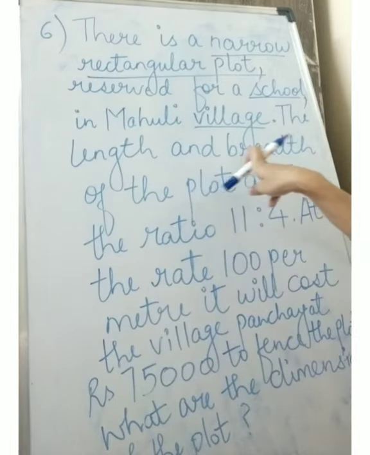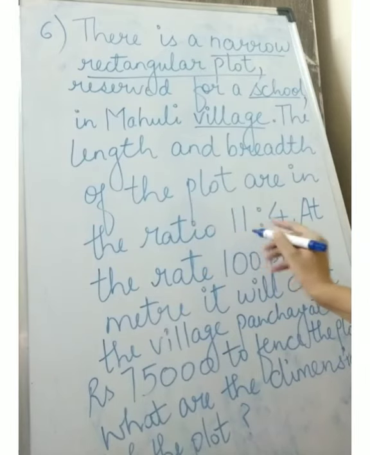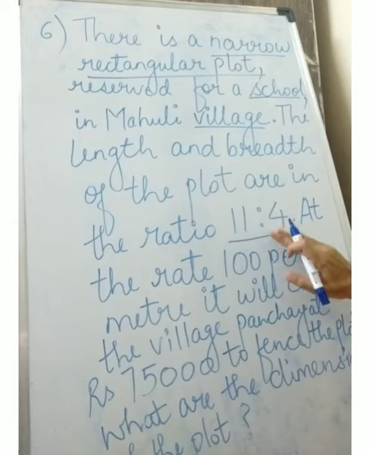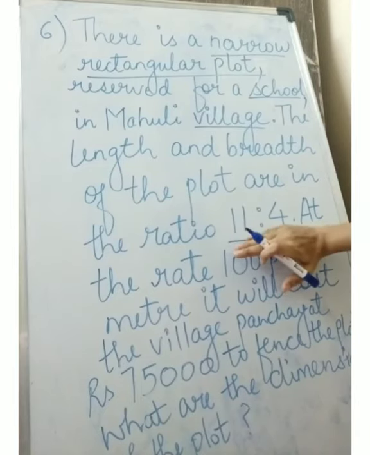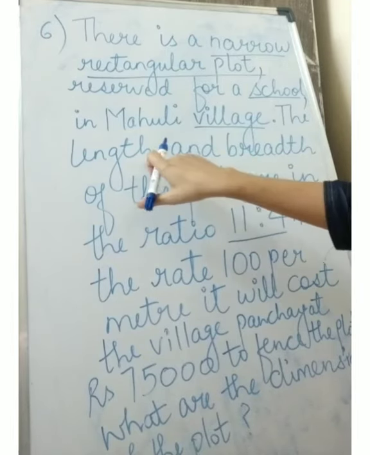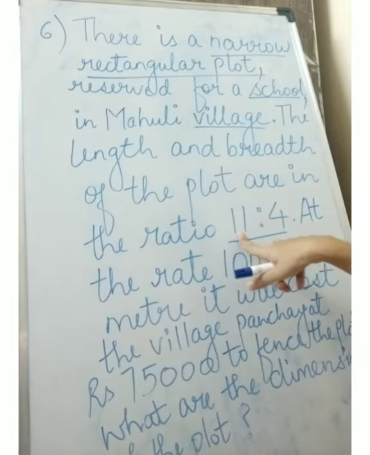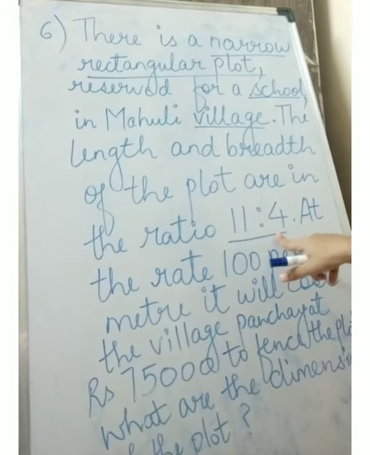The length and breadth of the plot are in the ratio of 11:4, they have given. So length and breadth are given in the ratio of 11:4. So definitely length will be what? 11x and breadth will be what? 4x. Now the next thing.